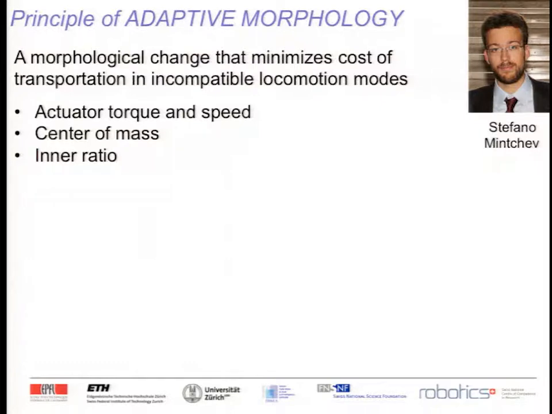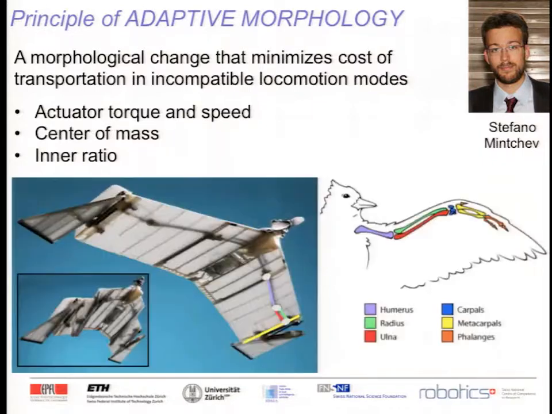The principle of adaptive morphology means a morphological change that minimizes the cost of transportation in 2 or more incompatible locomotion modes. I already mentioned, in the case of a flying robot that also displays other modes of locomotion, we have these 3 parameters that are incompatible. That means they need different values in the 2 locomotion modes. And this is what we want to do with the principle of adaptive morphology. We want to design systems that can change their morphology while minimizing the cost in these things.